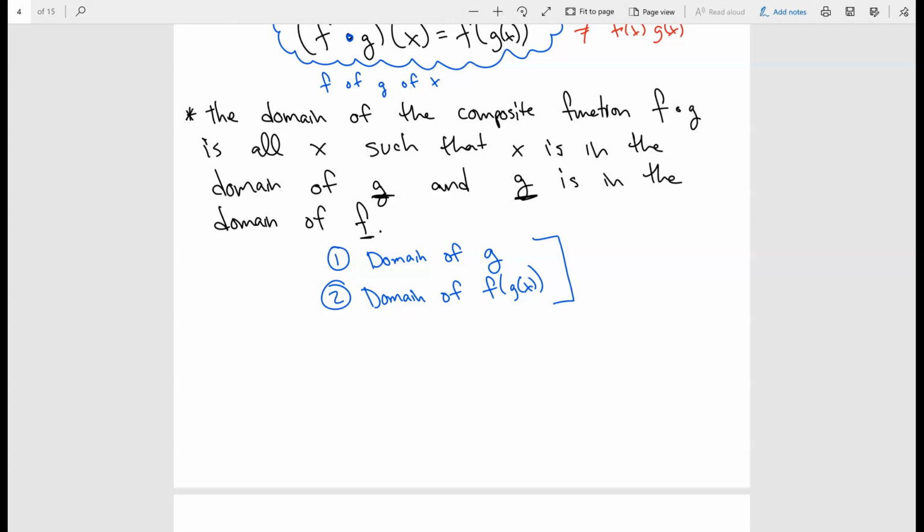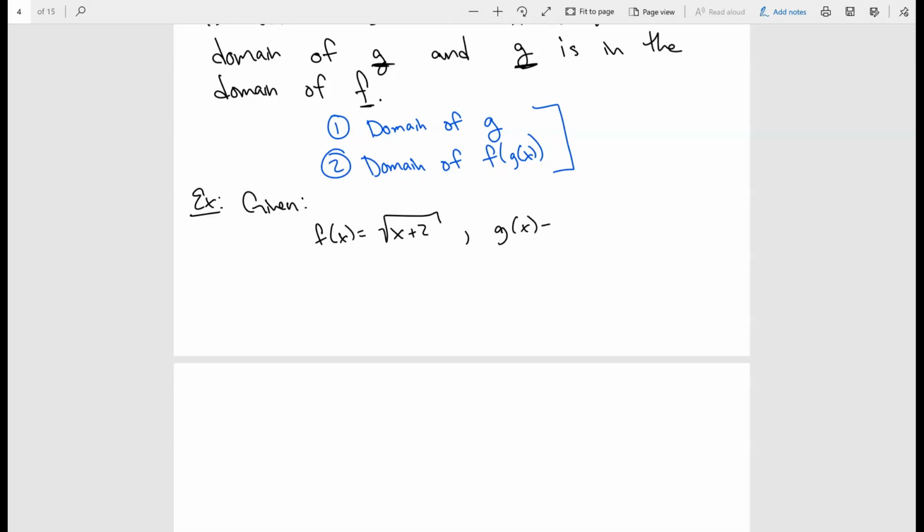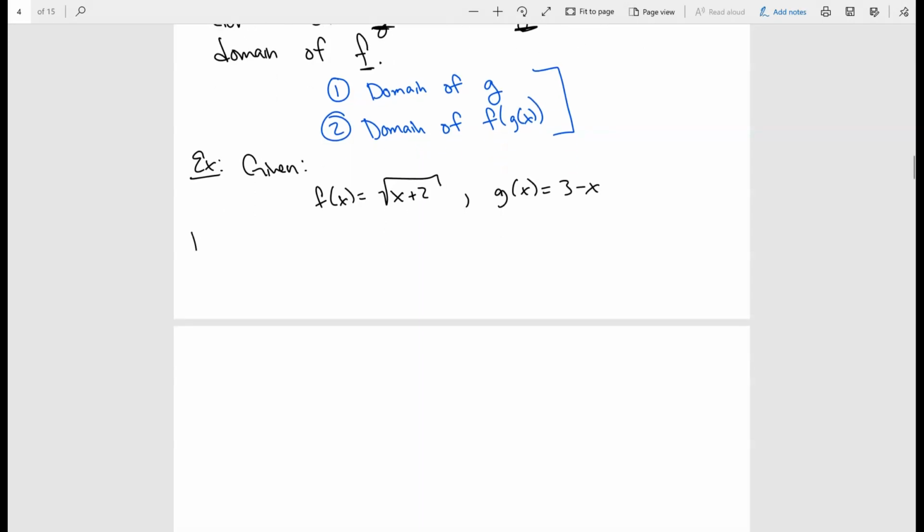Let's start off by doing a couple of examples. Given that f of x equals the square root of x plus 2, and g of x is 3 minus x, let's say we want to find f of g of x and its domain.